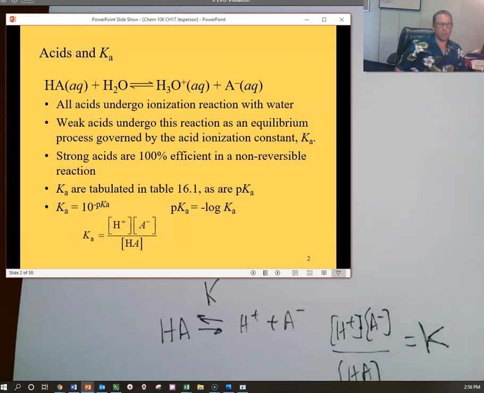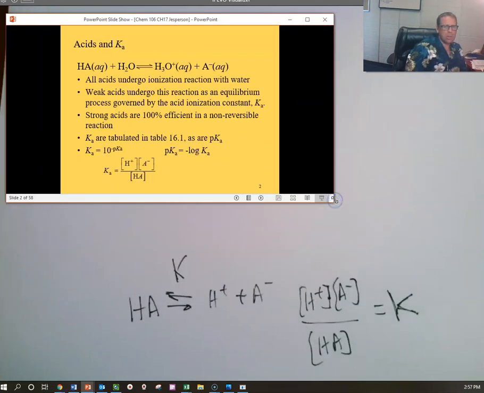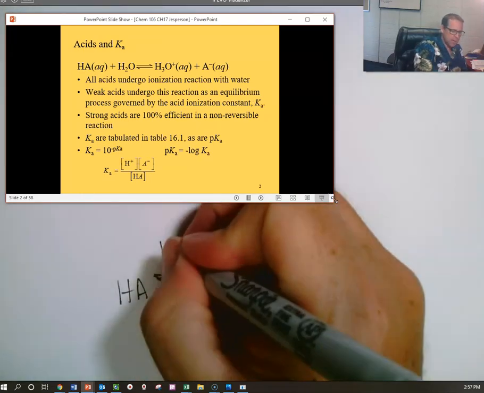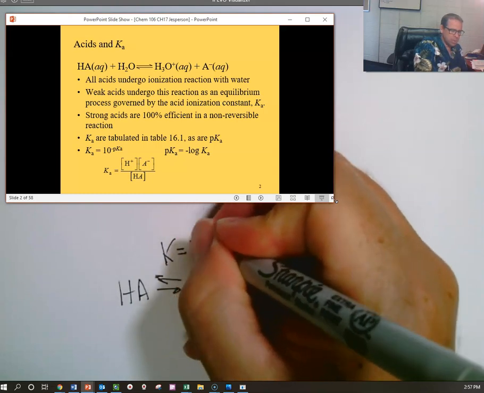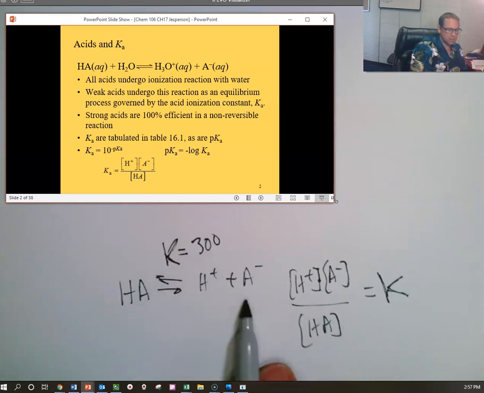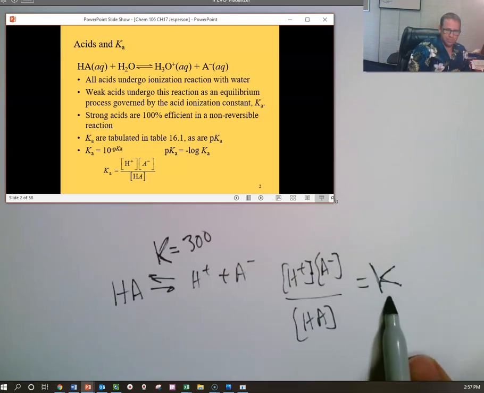Now, a little bit more of a review. Brielle, if I say that the K for this acid equals 300, what does that number mean with respect to this equilibrium expression? Do you remember? That value is the number where there's that equilibrium between the products and the reactants.